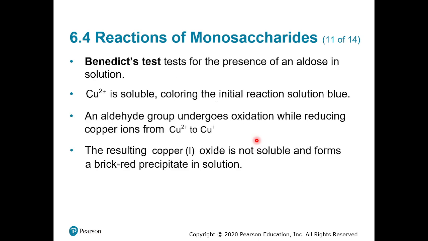So let's talk a bit about Benedict's test. This is actually going to test for the presence of an aldose in solution. The copper 2 plus is going to be soluble. This will color your initial reaction solution blue. You then put it in with the aldose here. And the aldehyde group is going to undergo oxidation while reducing your copper ions to copper 1 plus. Resulting copper 1 plus oxide is actually not soluble. It's actually going to produce a very sort of brownish red, or brick red is often called, precipitate that will fall out of solution.